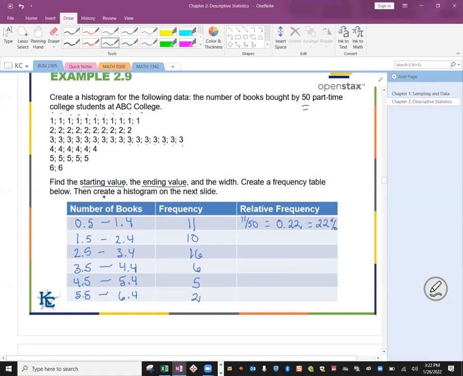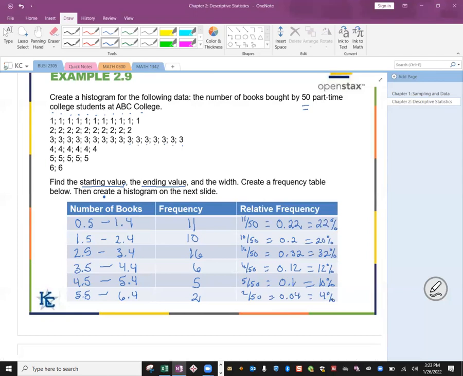And so we can do that for the remainder of these values. So 10 over 50 is 0.2, which is 20%. 16 over 50 is 0.32, which is 32%. 6 over 50 is 0.12, which is 12%. 5 over 50 is 0.1, which is 10%. And 2 over 50 is 0.04, which is 4%. And if we did this correctly, we should be able to add this column and get 100, which we do.